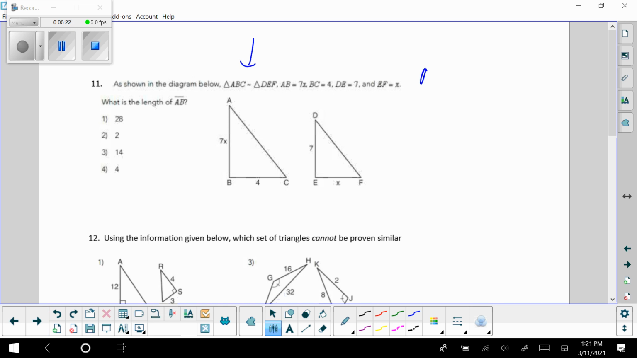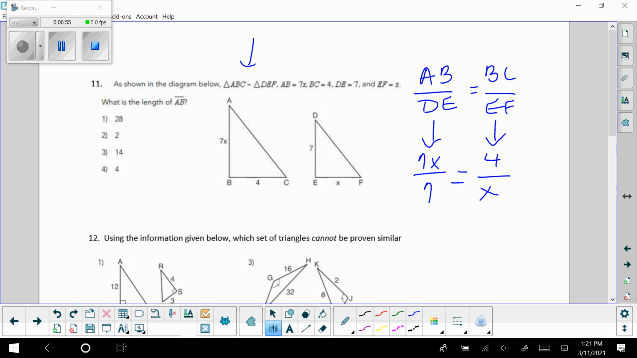It looks like AB matches up with DE. What are those numbers? AB is 7x. DE is 7. And then it looks like BC lines up with EF. What are those numbers? Looks like that's 4/x.